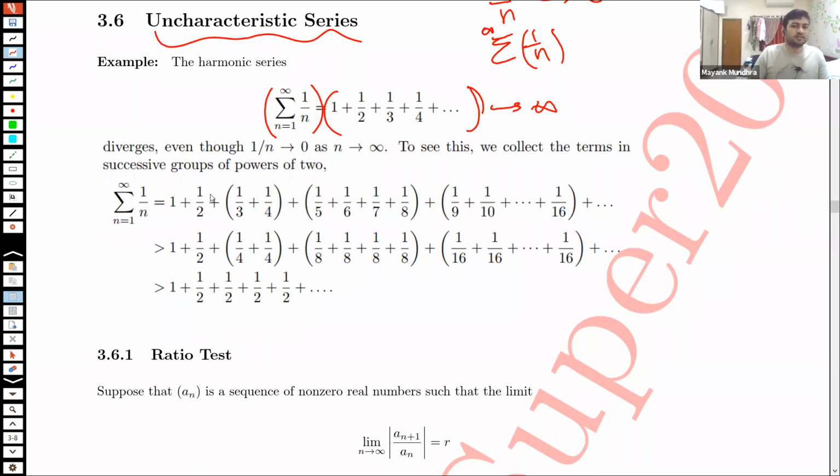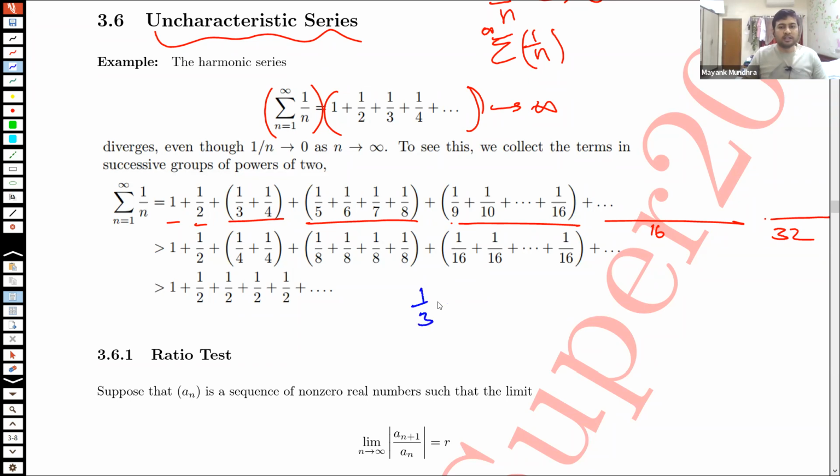So the proof goes like this. I club things up, 1 plus 1 by 2. I club 1 by 3, 1 by 4. I club these 4. Then I club the next 8. Then I'll club the next 16 terms. Then I'll club the next 32 terms and so on. That's how I'll club them.